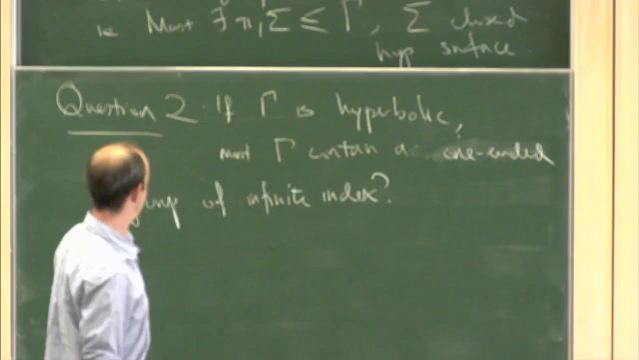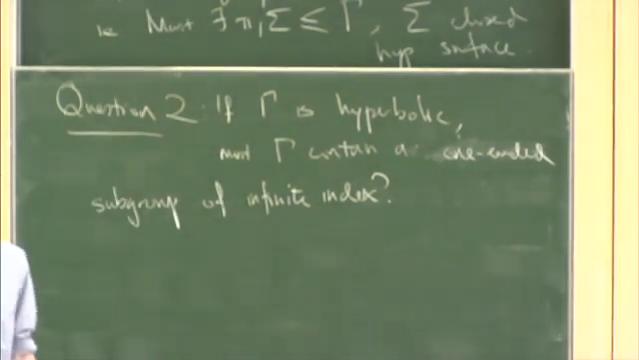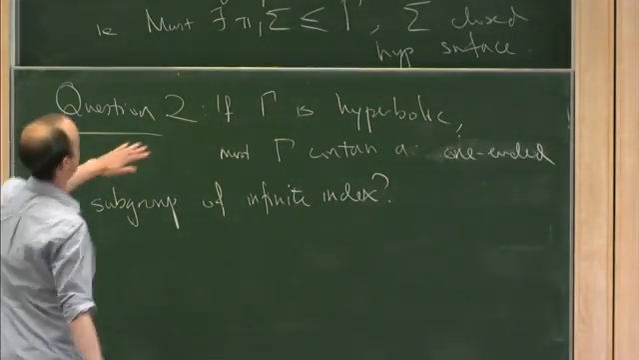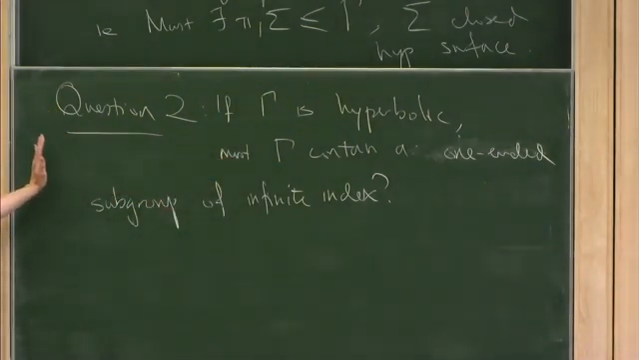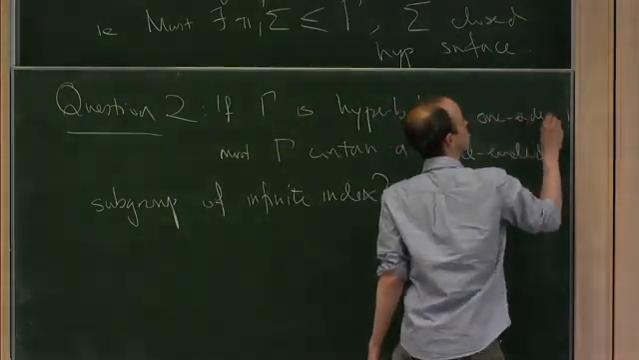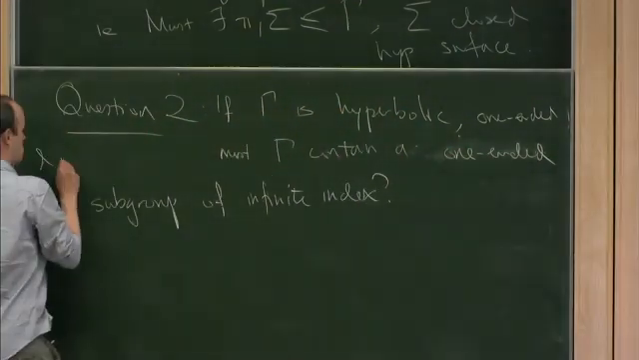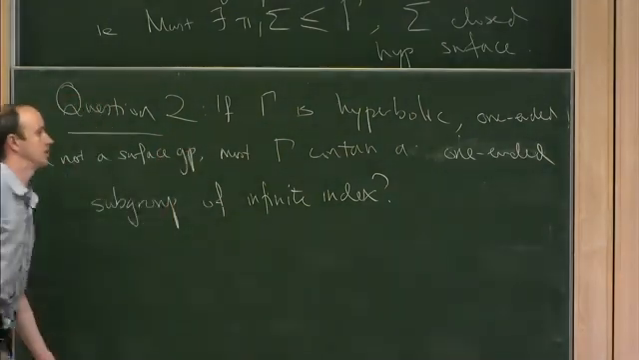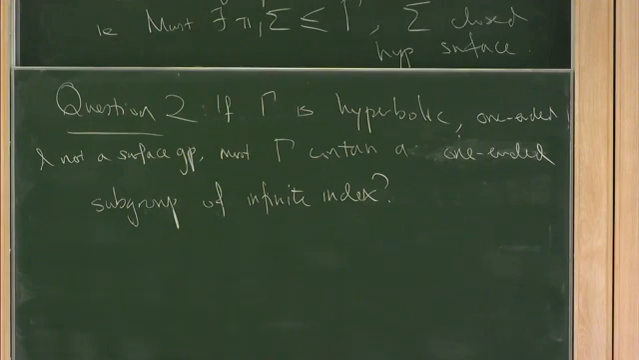Now again, you stare at this question, and you think, well, no, I can come up with a counterexample easily. Even if gamma is one-ended, there's an obvious counterexample: surface groups. So again, you have to hypothesize away a few bad examples. We want to say gamma is hyperbolic, one-ended, and not a surface group. Must gamma contain a one-ended subgroup of infinite index?